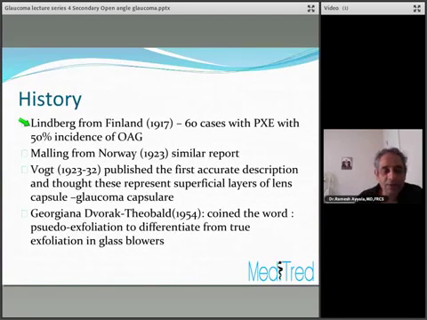Alrighty, so the history of exfoliation is kind of interesting. First identified in the Scandinavian population in 1917, Lindberg from Finland and Malling from Norway both reported similar findings of white grayish material on the lens and the pupillary margin and in the angles, in association with what they called a simple glaucoma in those days.